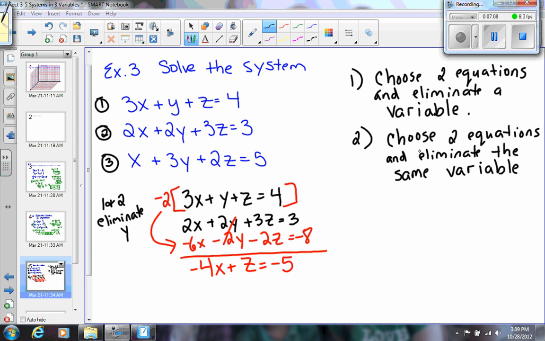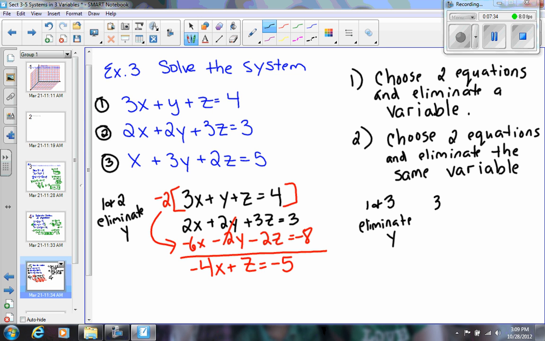Now, the second step, you might want to pause and write that down, is to choose 2 equations, a different combination of 2 equations, and eliminate the same variable. So whatever variable you eliminated first, that's what you're going to have to eliminate again. So I'm going to choose as my two equations this time, equations 1 and 3, and again I have to eliminate y.